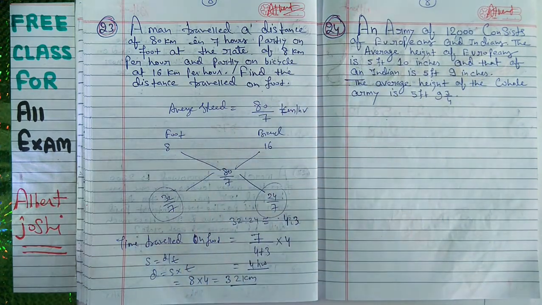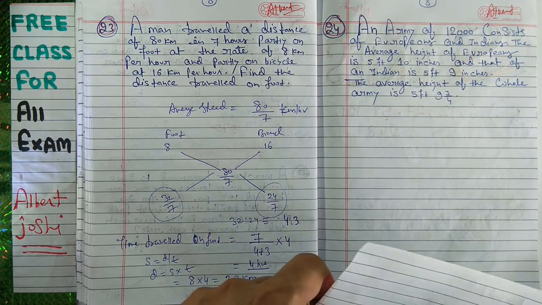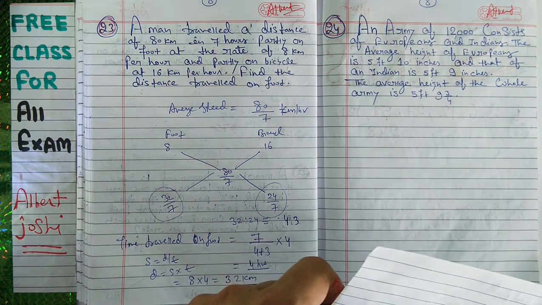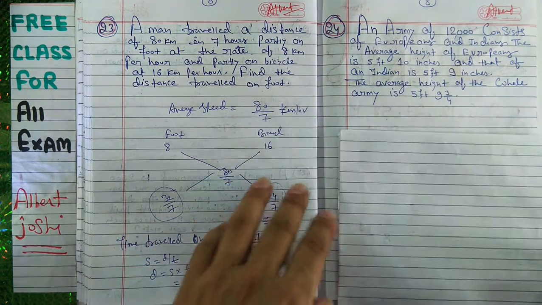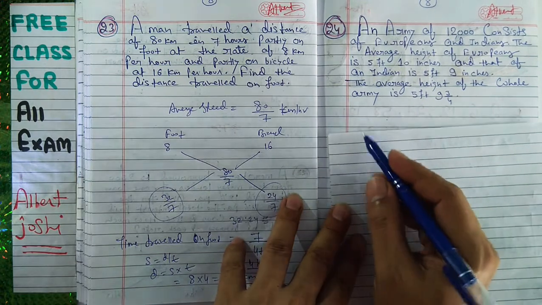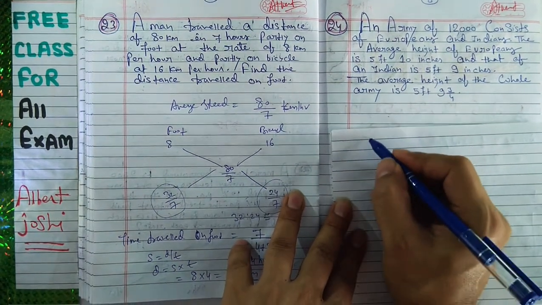I will use the high school method to solve this problem. It will take more time if I use the alligation method, so this is better. You can also solve it with the alligation method, but it will take more time. Why? Because of the calculation. So I will use this method.